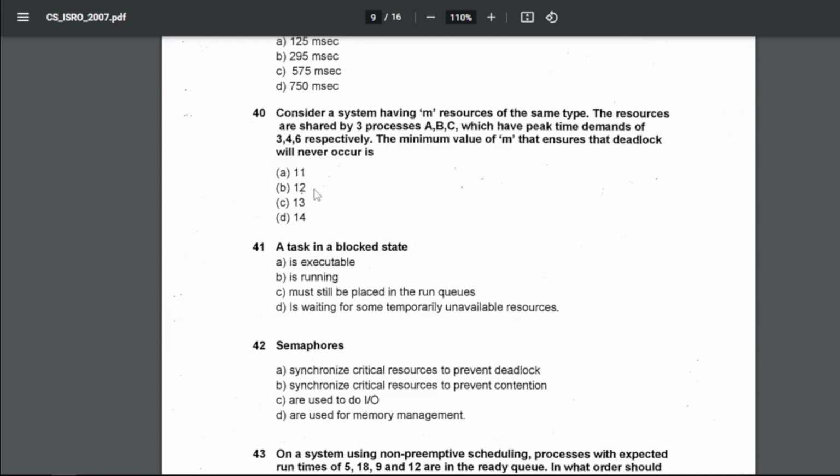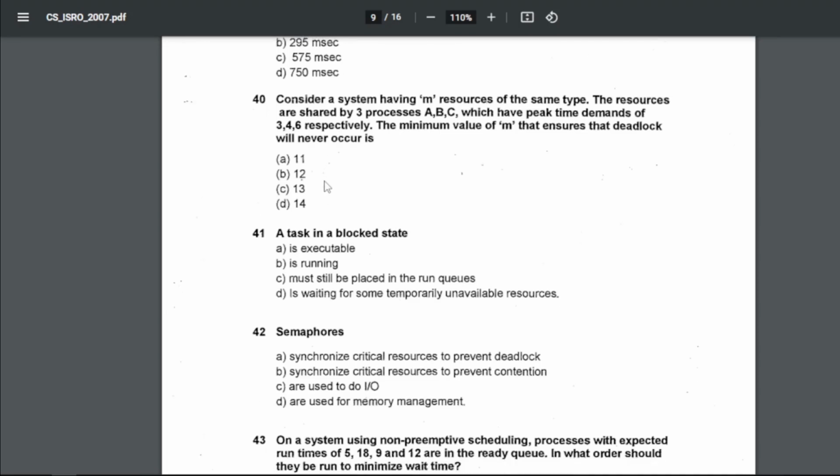Now question number 40: consider a system having m resources of the same type. The resources are shared by 3 processes A, B, C which have peak time demands of 3, 4, 6 respectively. The minimum value of m that ensures that deadlock will never occur is what? So for 40 our answer will be A, that is 11.